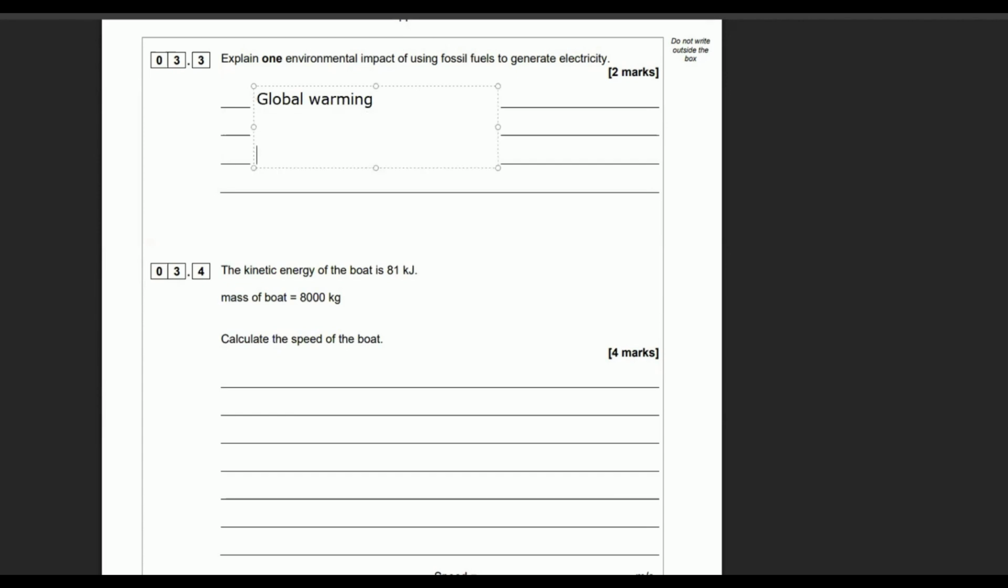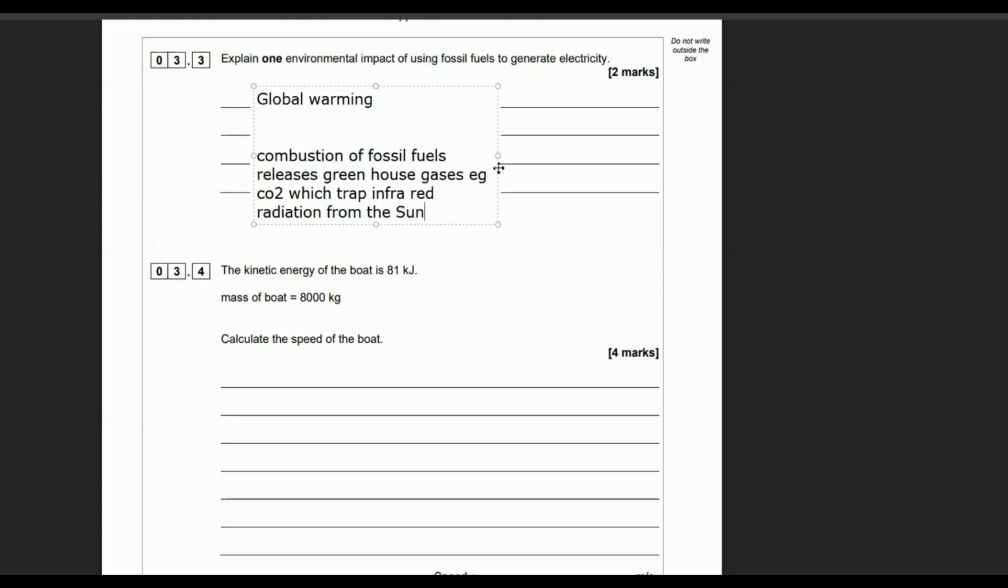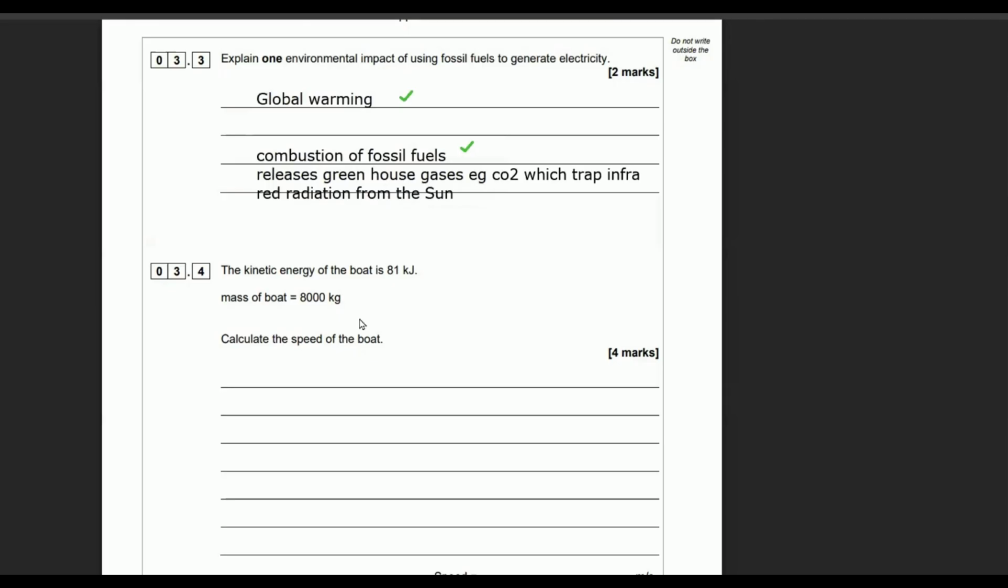Here's my explanation of why it causes global warming. Combustion of fossil fuels releases greenhouse gases, e.g., CO2, which trap infrared radiation from the sun. So I think really just saying global warming caused by the greenhouse gases released from combustion of fossil fuels is definitely enough. I could have gone down the route of fossil fuels being non-renewable.